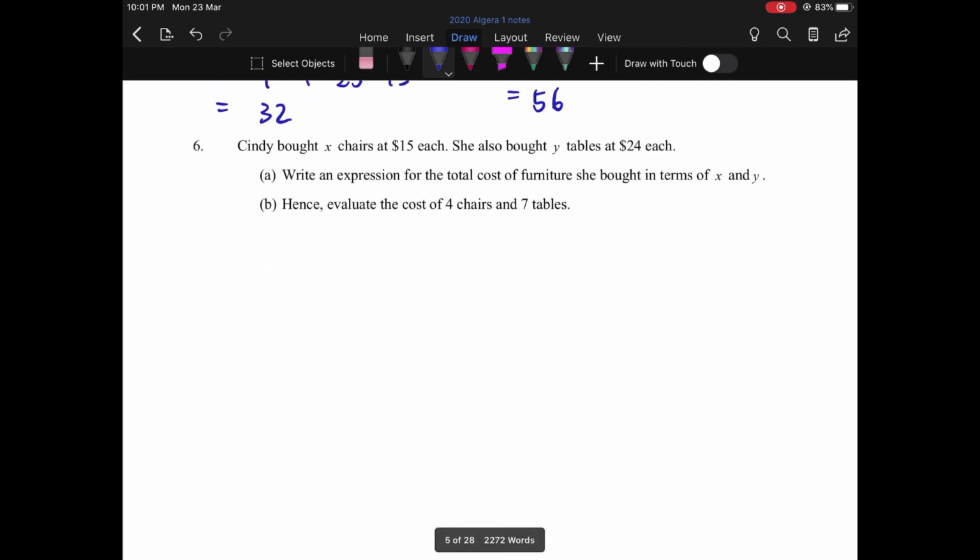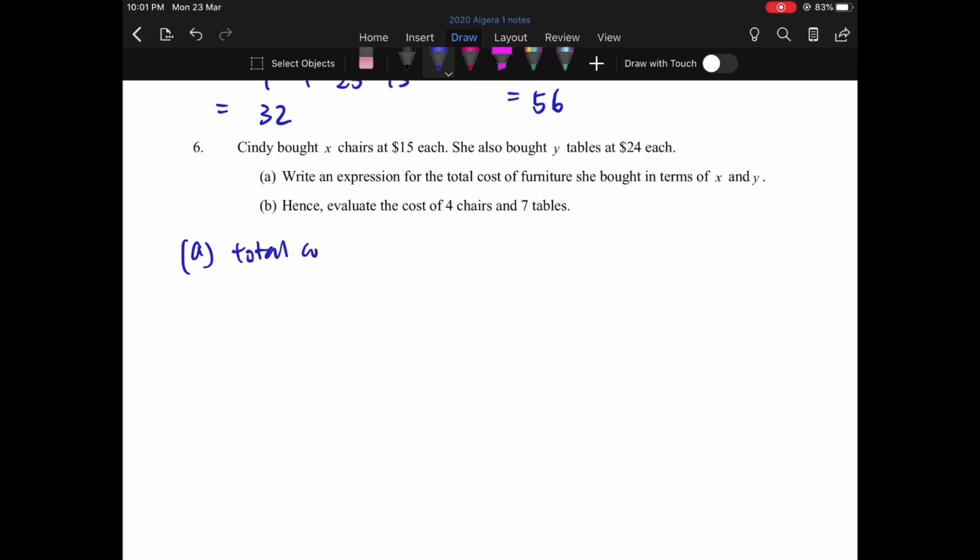Part 6. Question 6. So, Cindy bought X chairs at $15 each, Y tables at $24 each. So for part A, present your answers properly. Present your workings. So we need to write an expression for the total cost. Okay, so 15x plus 24y in dollars.